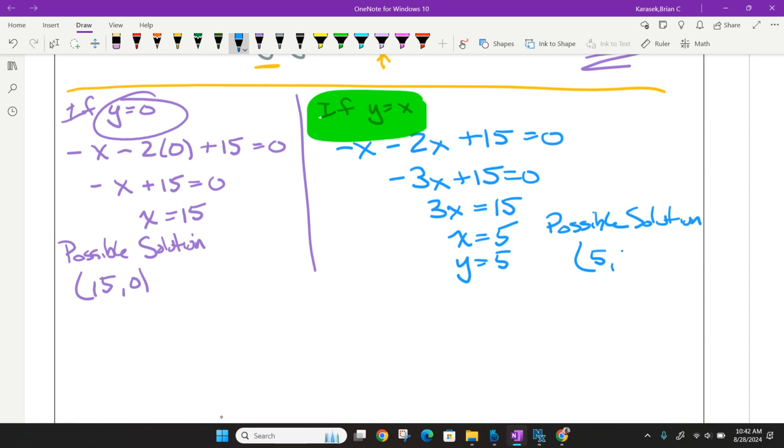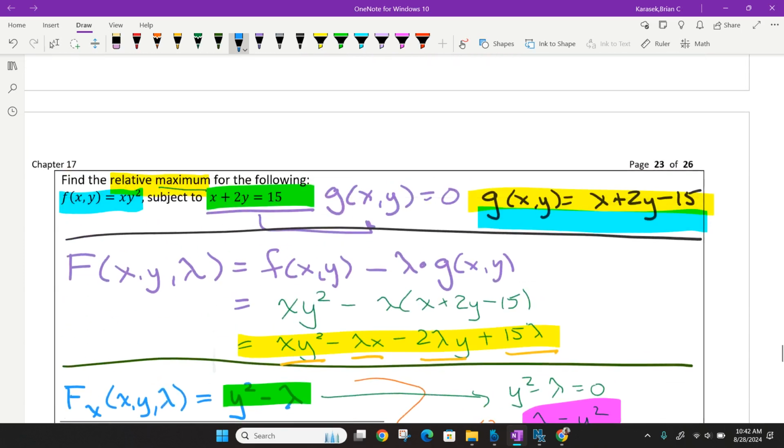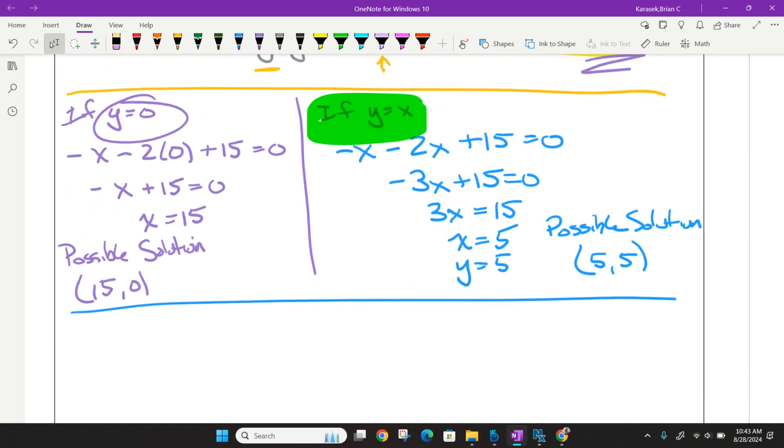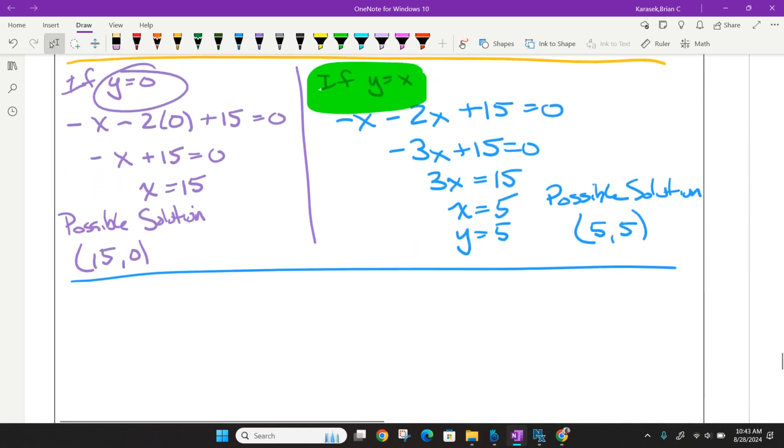our second possible solution is 5, 5. Now, if you're wondering why I keep saying possible solution, if I go back up here to the top, we're supposed to be looking for the relative maximum. Now, Lagrange is good, but Lagrange also has a limitation in that it doesn't tell you what those points that we found are, whether they're the maximum or the minimum. They both might be maximums. One might just be bigger than the other. So our job now is to explore those possible solutions and determine which one is the thing that we're looking for, in this case, the maximum.